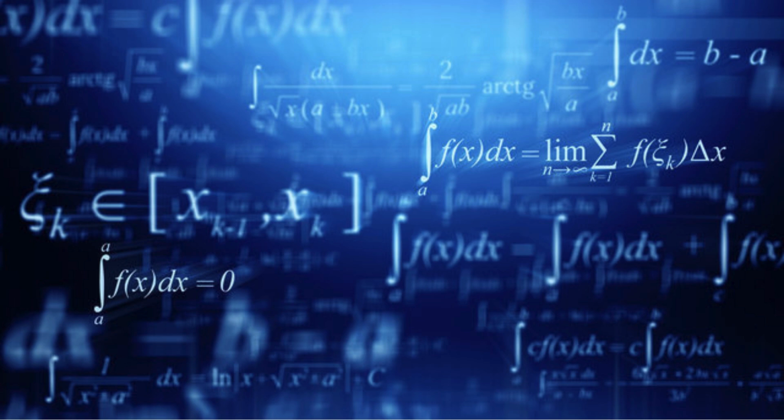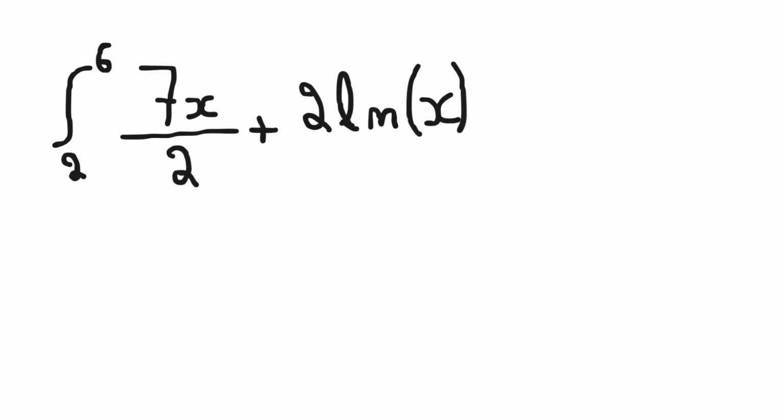Hello everyone, in this video I will solve an integral example that is a little more difficult than last time. So let's start. The integral from 2 to 6 of 7x over 2 plus 2 ln x plus 4e^(2x) dx. And to solve it, we need to use three main rules.